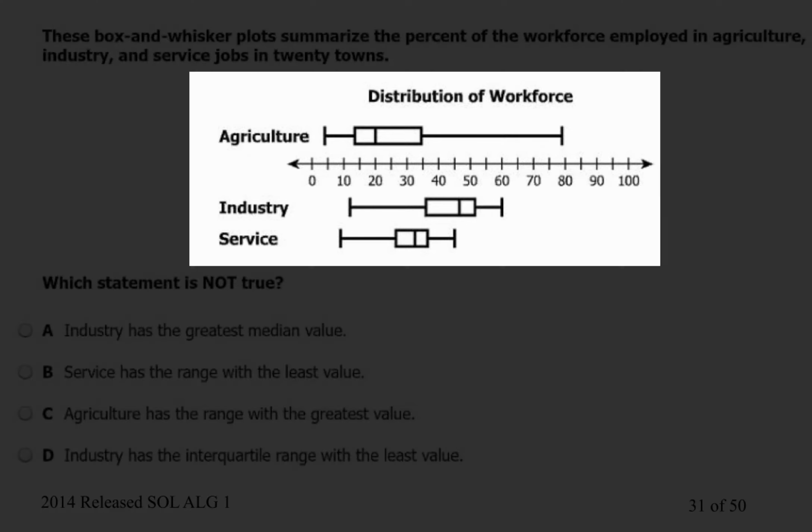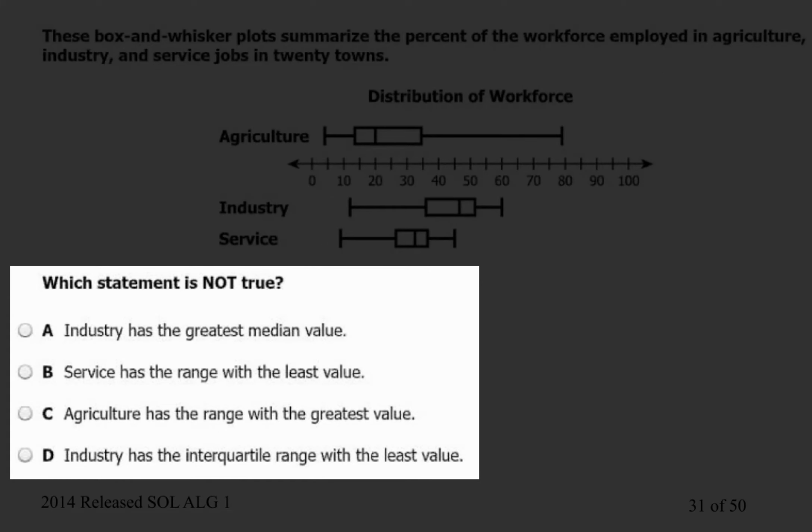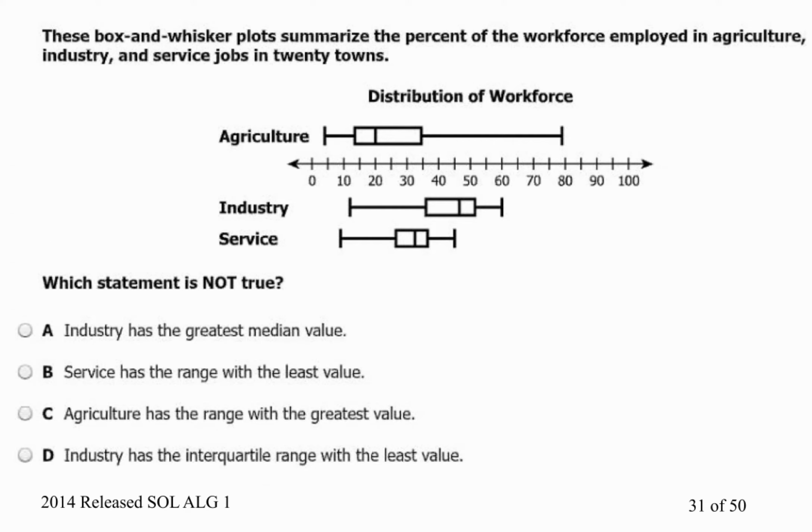Well, when I take a look at this problem, I've got a picture, and then I've got four answer choices. What we've got to do is try and figure out which statement is not true, which means three of them are true. So let's pick apart the statements. That's how I want to get after this one first.